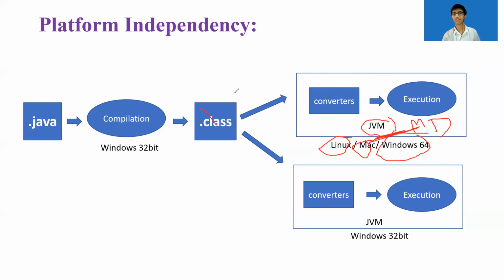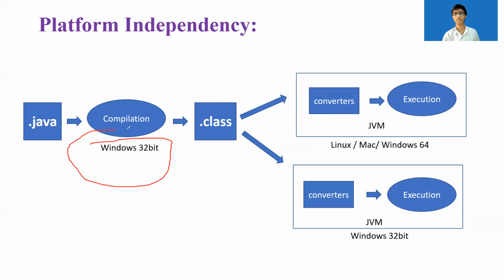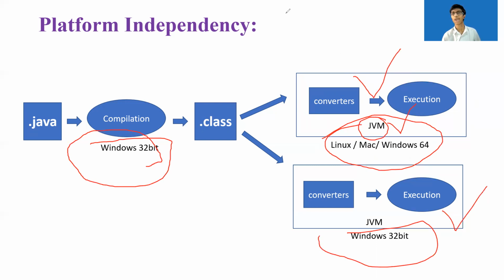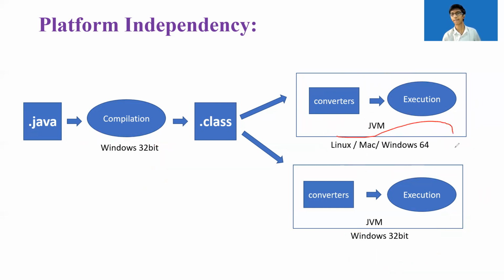Why? Because it takes the neutral code as input and generates the machine-specific code as output. That's why JVM is machine dependent or platform dependent, whereas Java itself, the complete Java, is platform independent. Whatever code you developed using Windows 64-bit can run successfully on any platform, due to this JVM concept. If you take the same platform, no problem, it will execute fine. Even if you change the platform, JVM will internally convert to the required format and execute it. That is what we call platform independency in Java.